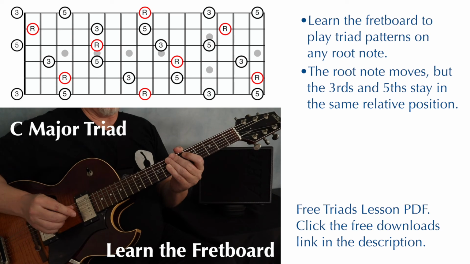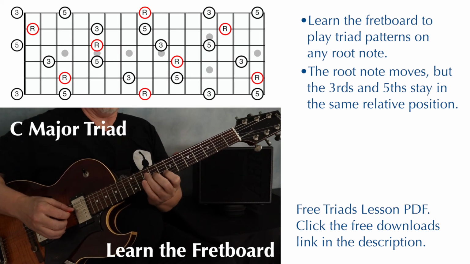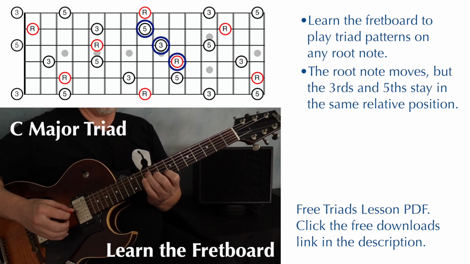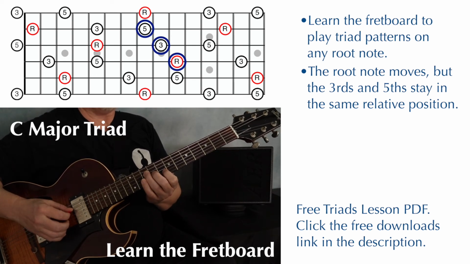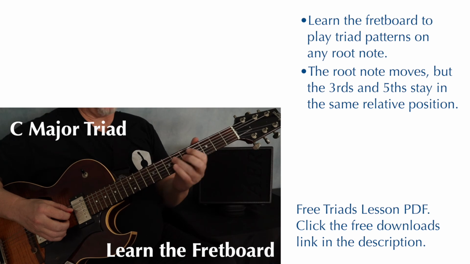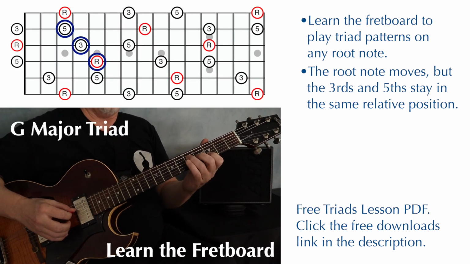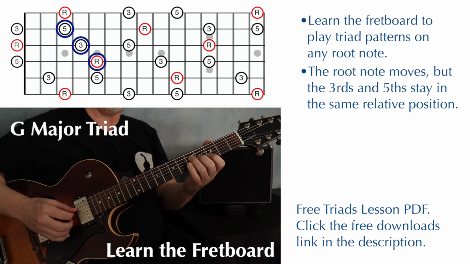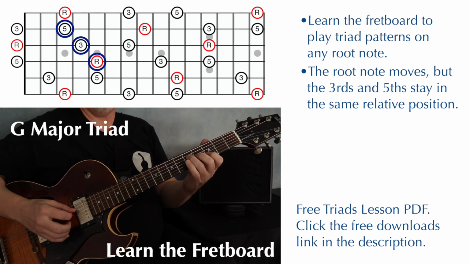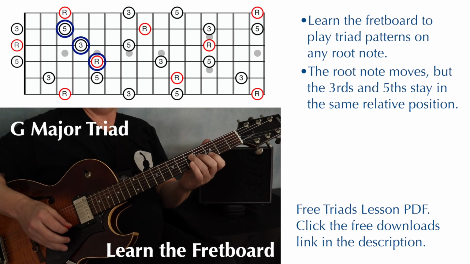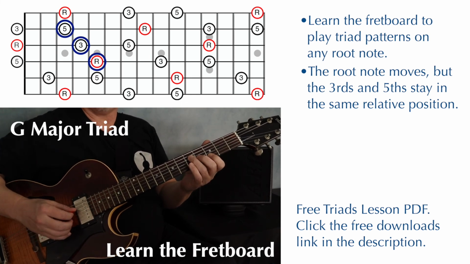For example, if I want to play a C major triad with the root on the fourth string, I'm going to play it here. To play a G major triad with a root on the fourth string, I'm going to start here where the G is, but the third and fifth are in the same position relative to the root note. And this applies to minor and diminished triads as well.